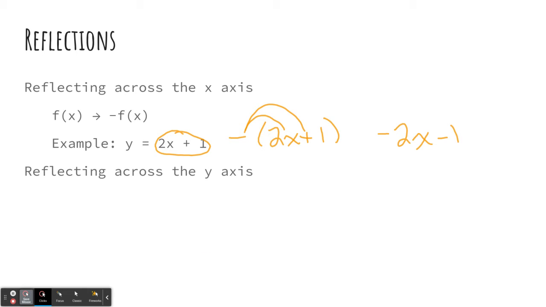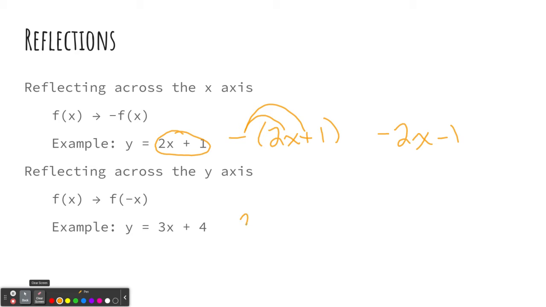When reflecting across the y-axis, we're taking f of x and making it f of negative x. So in this example, we are going to only make the x negative. So it's going to become 3 times negative x plus 4. We do our distribution here to get negative 3x plus 4.